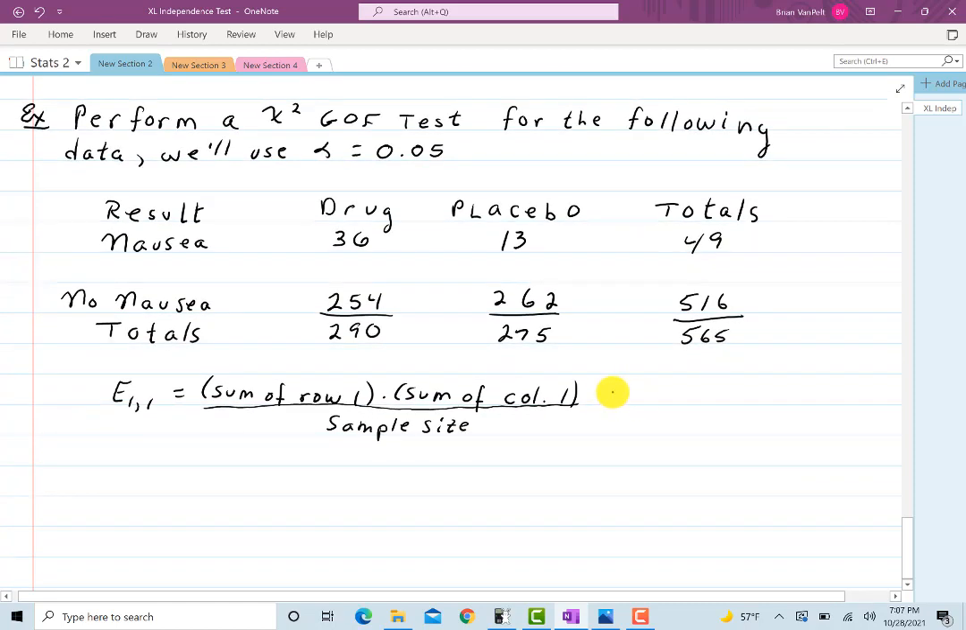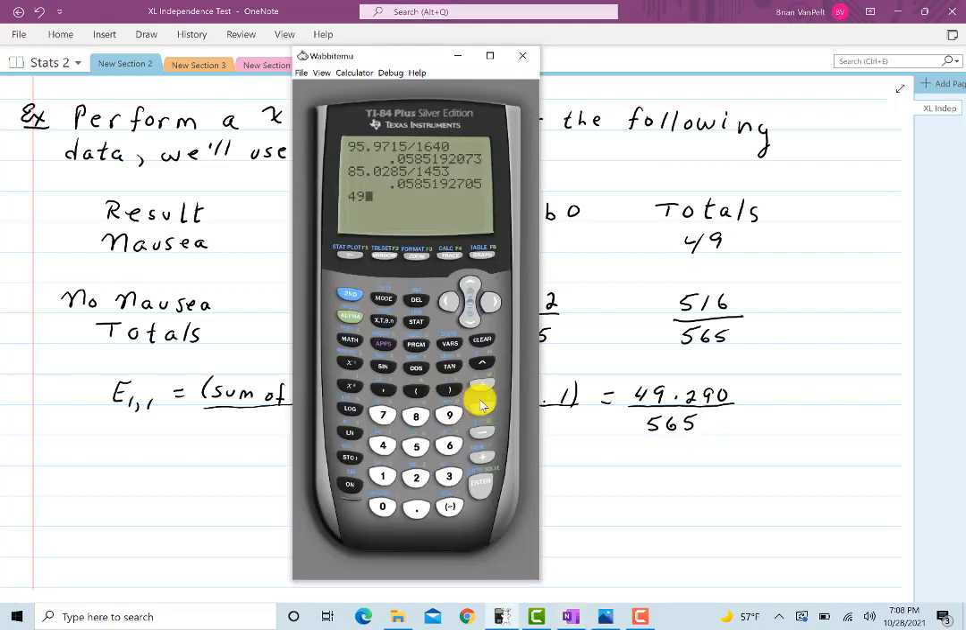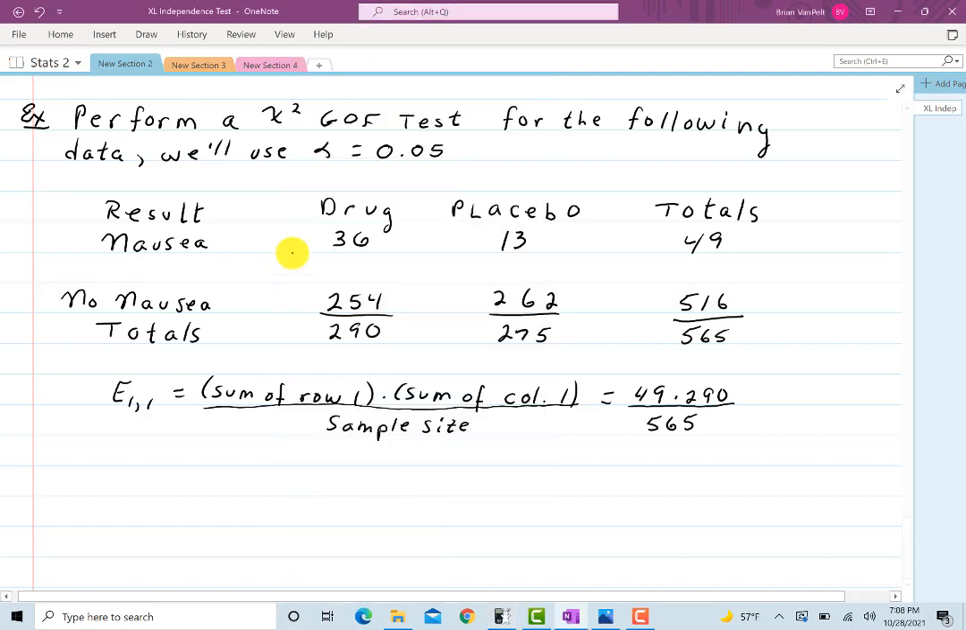Let me put in my information. The sum of row 1 is 49. The sum of column 1 is 290. And the sample size is 565. 49 times 290 divided by 565. I'll go 4 decimal places, so I have 25.1504.